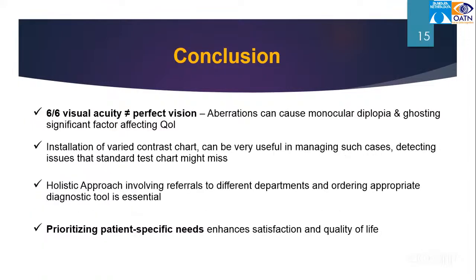So I want to conclude saying that 6/6 vision does not always equate to perfect vision. After ruling out binocular component, if the patient still has diplopia, aberration should always be suspected. And a very important take-home message that I want to give from this case is that apart from the expensive diagnostic tool, a simple installation of varied contrast charts may be very useful in management of patient like this. Thankfully, we had a black background chart in our clinic. Otherwise, the effective management of this patient would be questionable. And a holistic approach involving different departments, instruments, prioritizing the patient-specific needs are highly important for effective management of the patient.